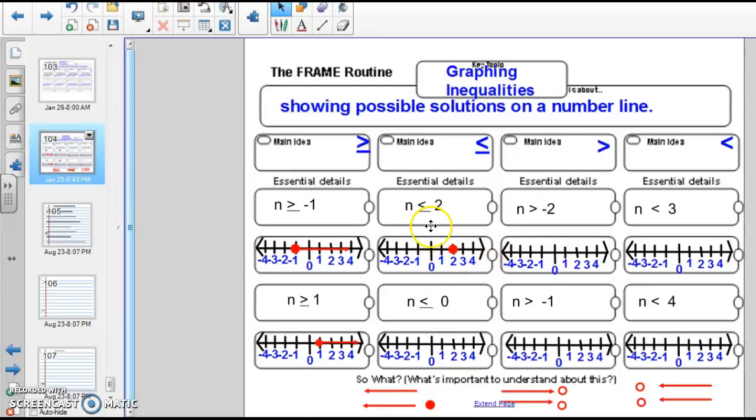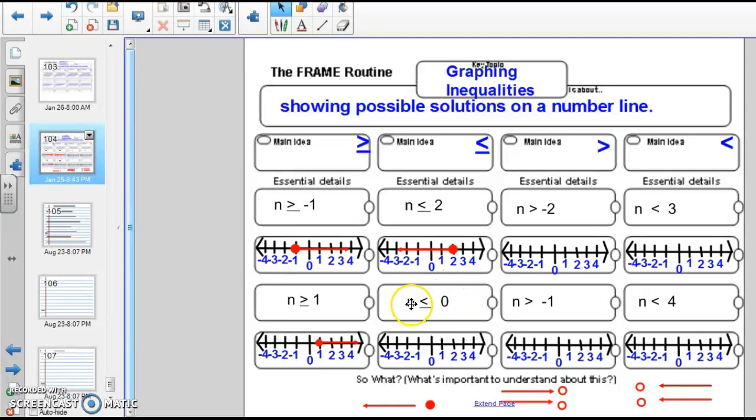So now that we have indicated that this solution could be equal to 2, now we need to show that it could also be a number less than 2. And the way you're going to show that on your number line is to draw an arrow to the left showing all of the numbers that are less than 2. So this graph means some number less than or equal to 2. Pause your video and make sure you've completed that example.